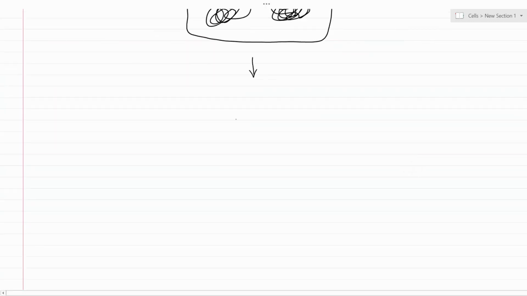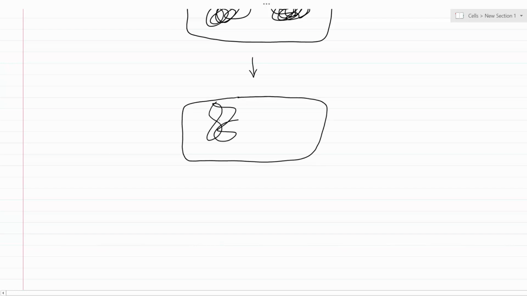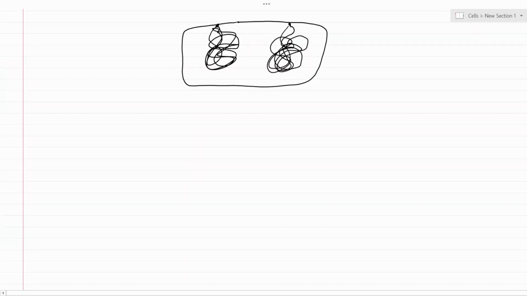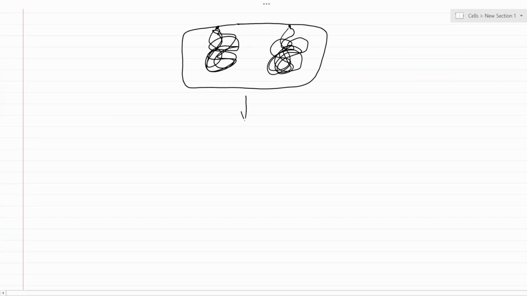Now, what will occur is each of these single loop chromosomes will, I'll try and make it relatively obvious, attach itself to the membrane. So they actually connect to the membrane like so. And this is because what we'll see occur is the cell will start to grow outwards.